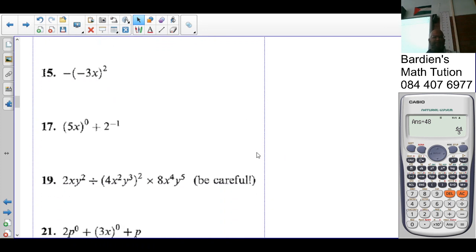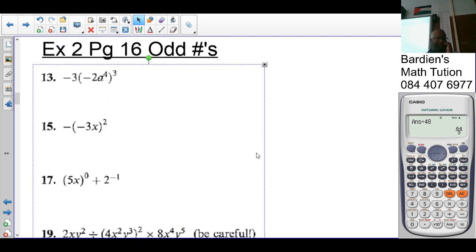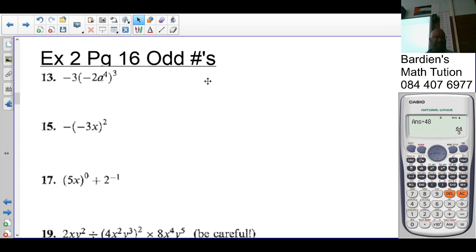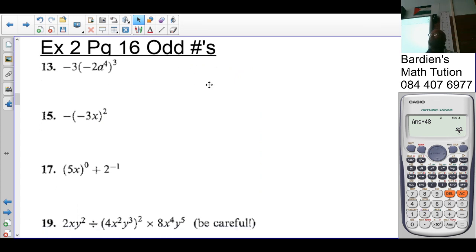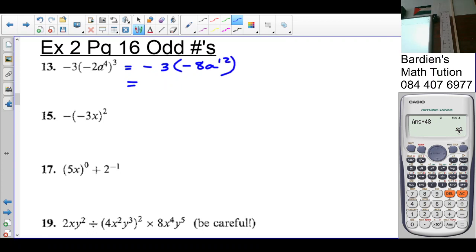Okay, so number 13. You must do the exponent first, not so? Right? So that's going to give us negative 3 times negative 8, 8 to 1. What do we do now? We multiply the coefficient. What's negative times negative? Positive. 3 times 8 is 24, 8. Any confusion here?